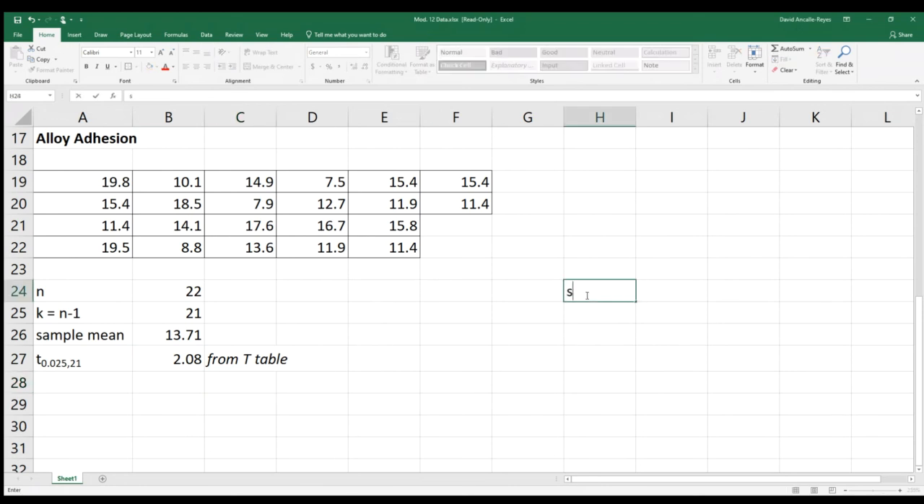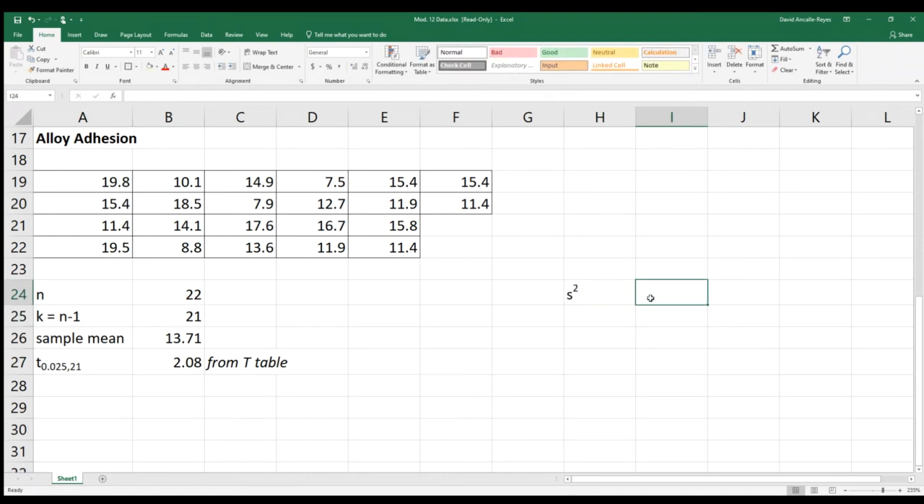Now comes the fun part. We have to find our sample variance and our sample standard deviation. For my sample variance, remember the equation? That's the sum of all my elements minus the mean, squared, and divided by n minus 1. So once again, I'll just perform that sum up here.